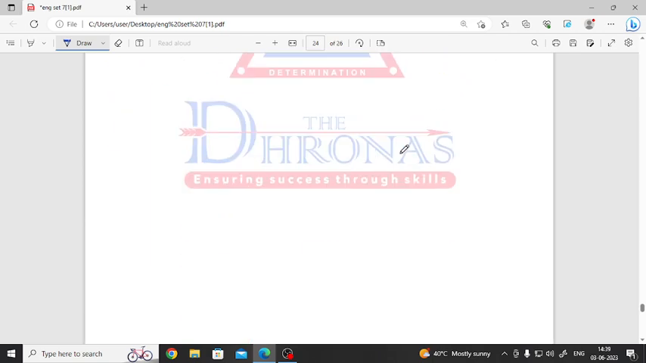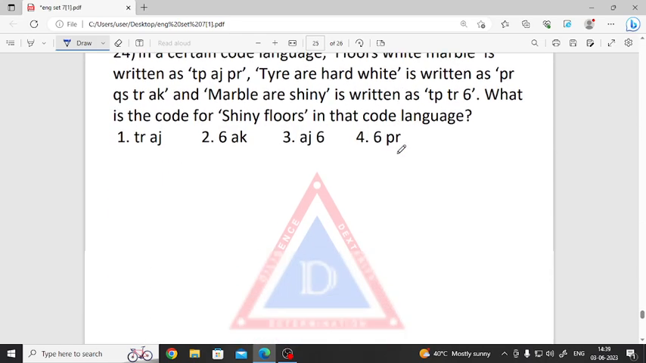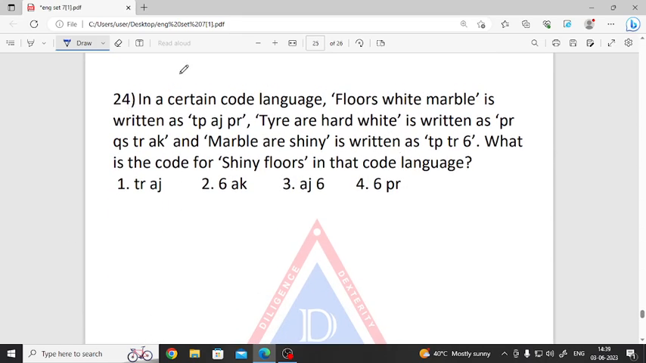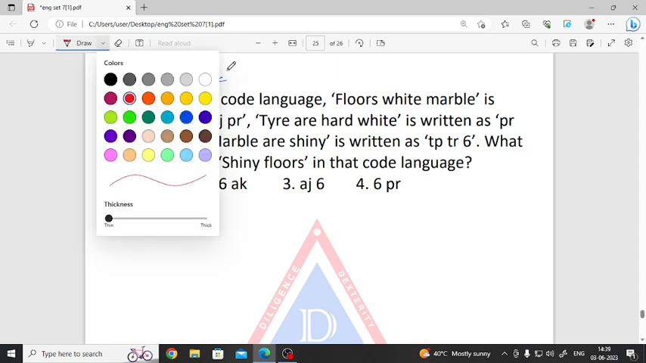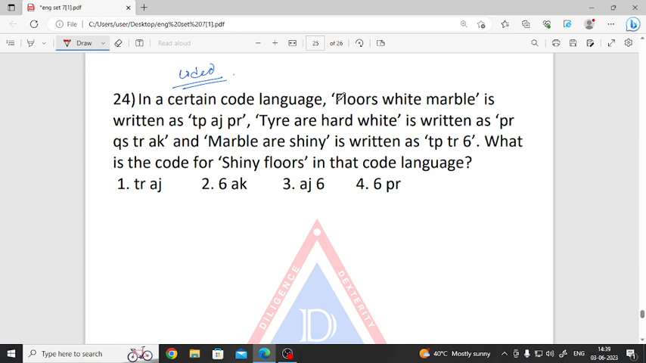Okay, let's go. Coded language again. What is given? Floor white marble is written as something. Type tire or hard white is written as something. Marble or shine is written as something. Okay. What is the code required for shiny floors?